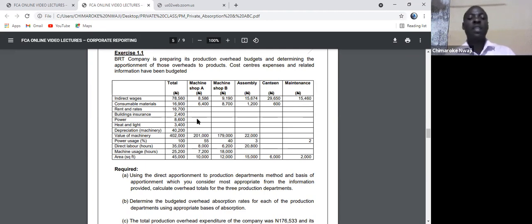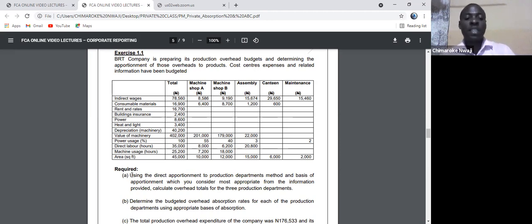Now, looking at this table, which we'll visit again, the requirement here says using the direct apportionment to production department method. What does that mean? I told you that there are 3 A's. First of all, you do allocation. Those ones you cannot directly allocate, you apportion using the basis of apportionment to do that. Then the next one is absorption. You are going to see all of them now.